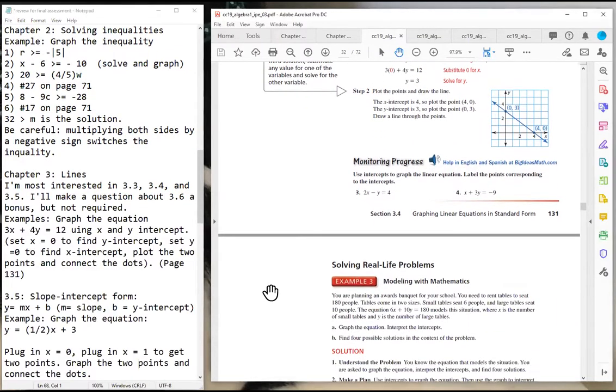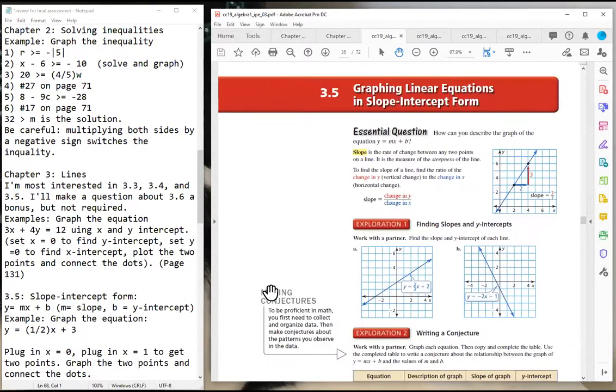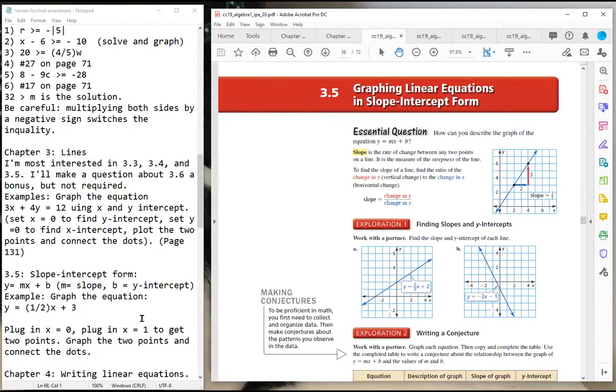And then the next section, we're talking about slope-intercept form. Slope-intercept form is when you have y equals mx plus b. And that number m is the slope, and that number b is the y-intercept, because that's what you get when you plug in x equals 0. For an example, you might say, here's y equals 1/2 x plus 3. Please graph the equation.